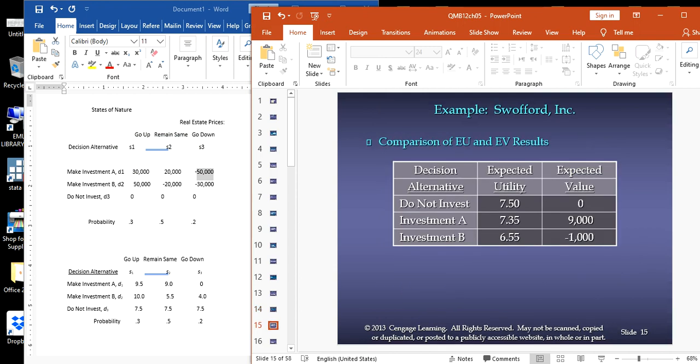So now we come back to the utility here. So here is the comparison. In terms of expected utility, the highest one is this one, and the highest expected value is this one, investment A. So you see, the case is not ended here with the expected values. There are other things to be considered.